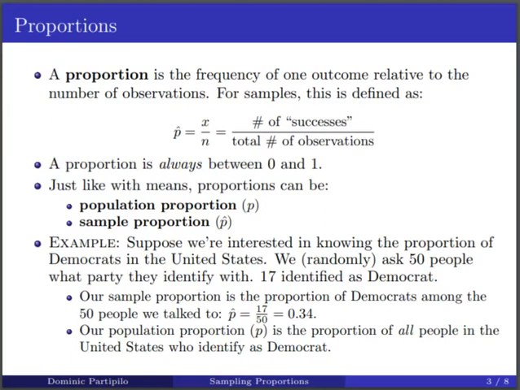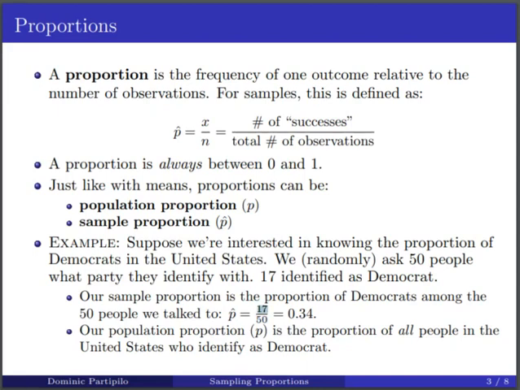Now let's look at an example. So suppose we're interested in knowing the proportion of Democrats in the United States, and we randomly ask 50 people what party they identify with. And after we ask those 50 people, we find that 17 of those 50 identified as Democrat. So our sample proportion in this case, or p hat, is going to be 17 over 50.